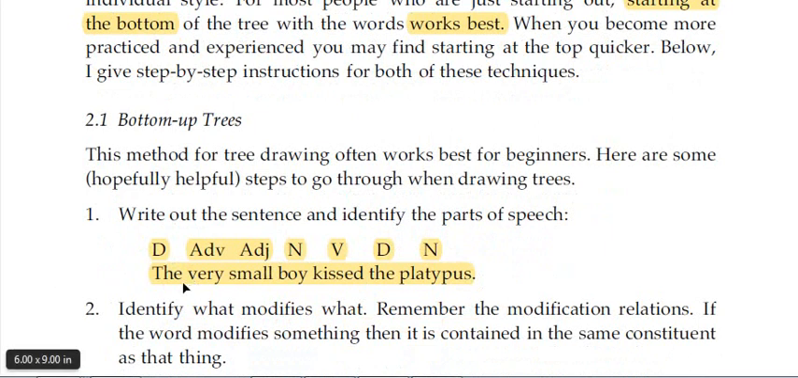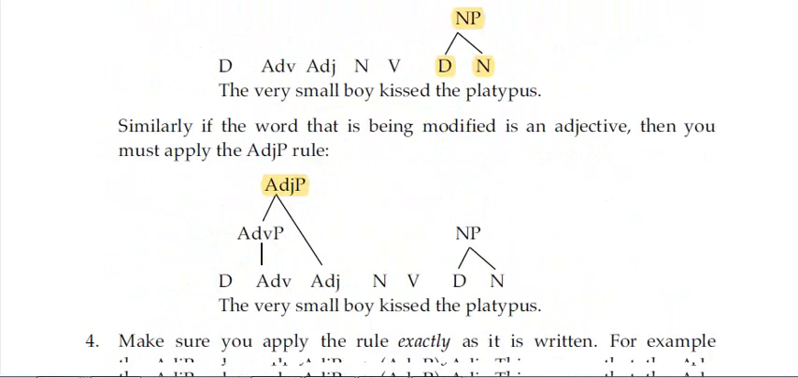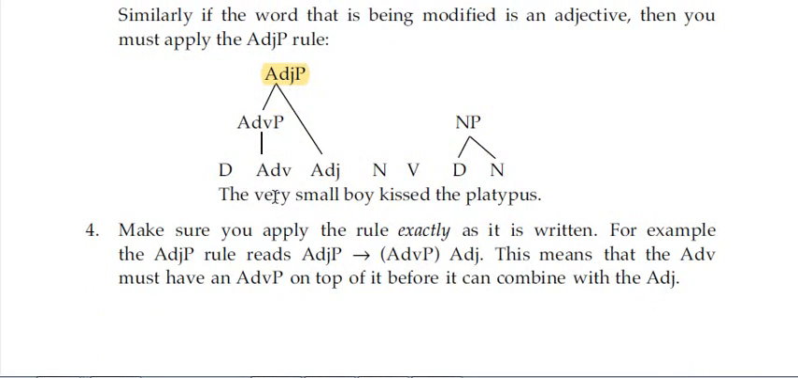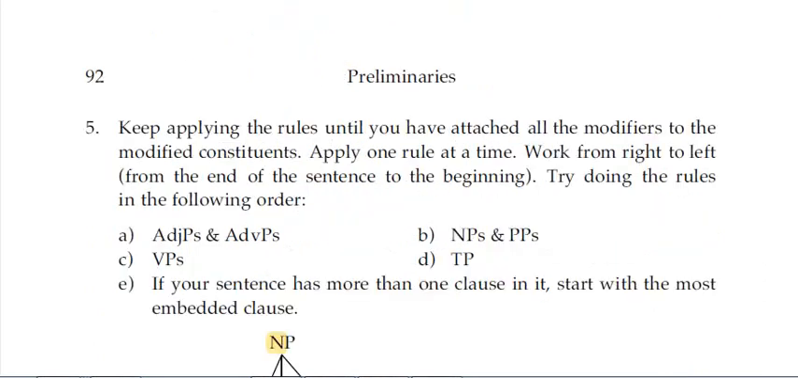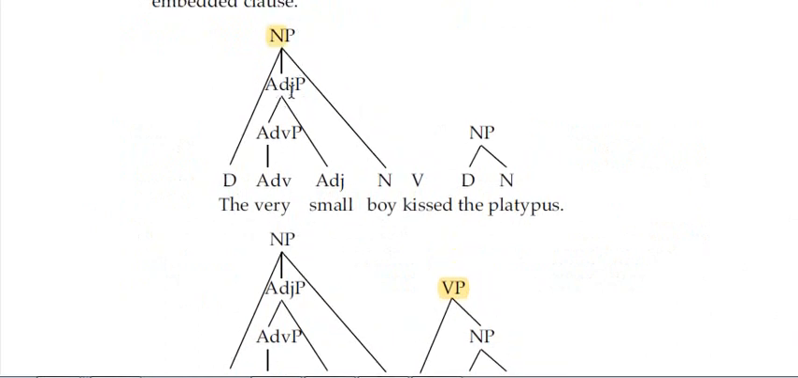So first of all, you have to give the label or the part of speech. The very small boy kissed the platypus. So we have determiner, adverb, adjective, noun, verb, determiner, and then noun. And then after that, okay, so we make them into the constituent. Yeah. So noun phrase, the platypus. And then adjective phrase, we have very small. And then next we have this one. It was adjective phrase, very small, and then noun phrase consists of determiner, adjective phrase, and then noun.